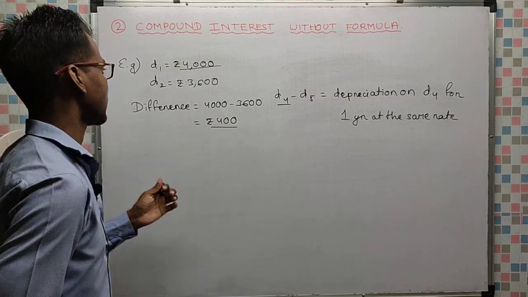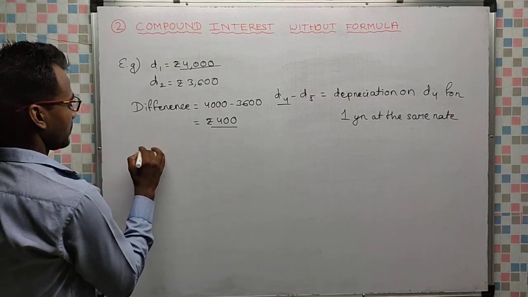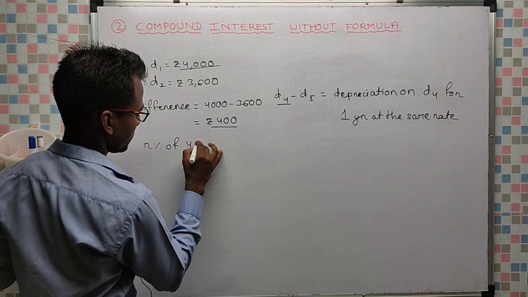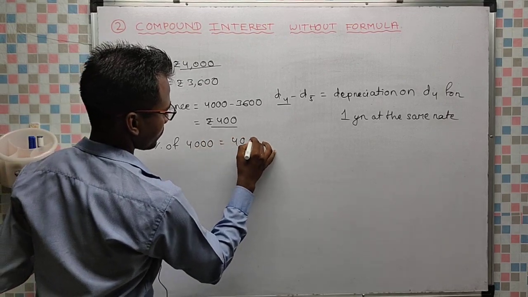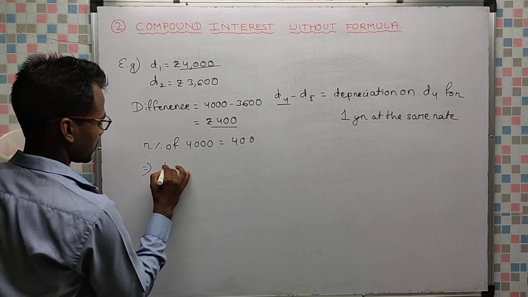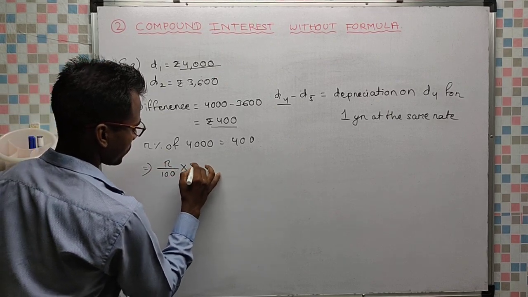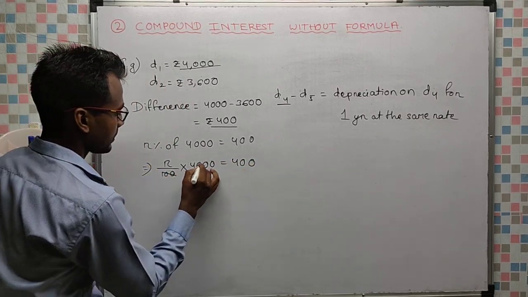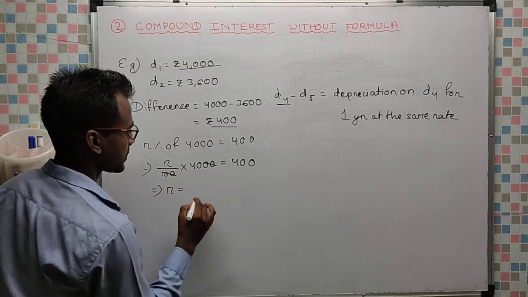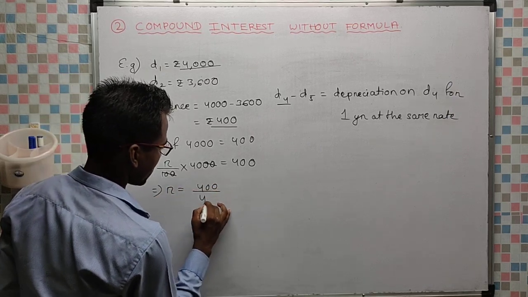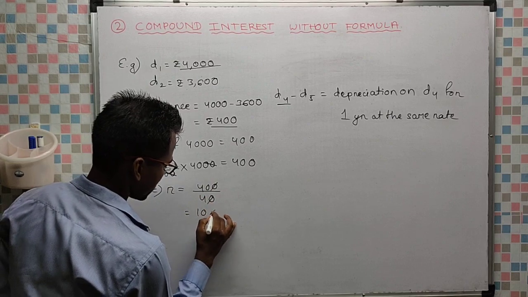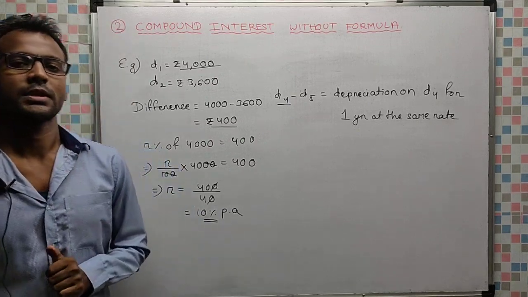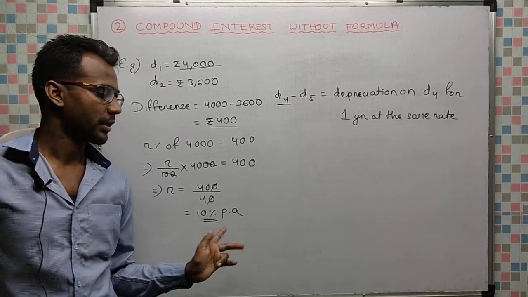So this 400 rupees is the depreciation on 4,000 rupees at a certain rate of interest for 1 year. Rate we don't know. Suppose R% of D1, the preceding year, is equal to 400. So R by 100 into 4,000 is equal to 400. Cancel, cancel. R is equal to 400 by 40, which is 10% per annum. That means the rate of depreciation of the machine was 10% per annum.